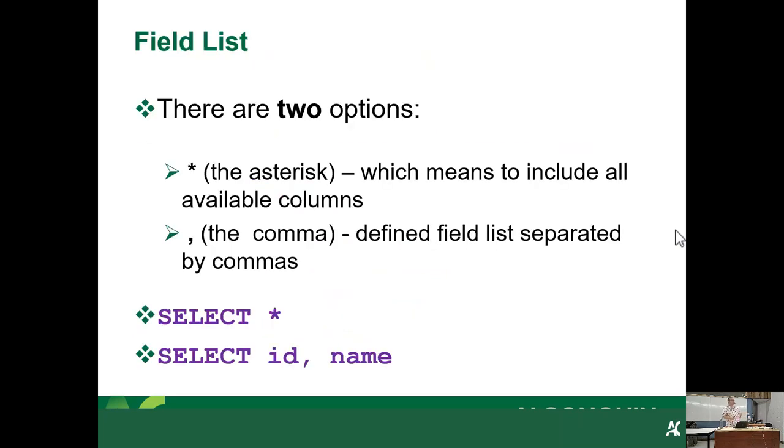All right, so when we talk about the field list, which is the select statement, you have two choices. You can use the asterisk, which means include all available columns, or you can do a comma delimited list, which is a defined field list separated by commas. So for example, you have select star or select ID comma name. So select star, if you have a really big table with 100 columns, will pull back all 100 columns. Whereas the second one will only pull back two columns. Select star is great during development. You should never use select star in production. So when you're writing actual real code, you should never use select star.